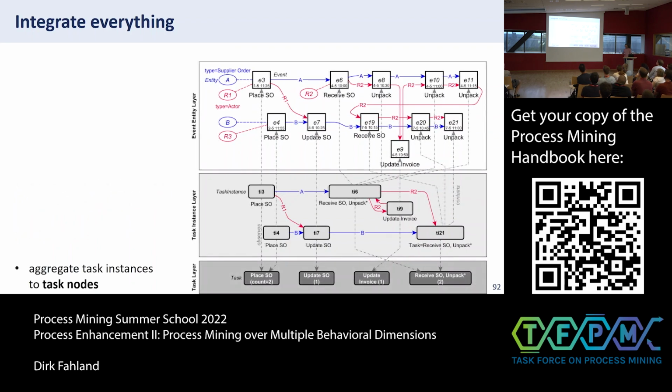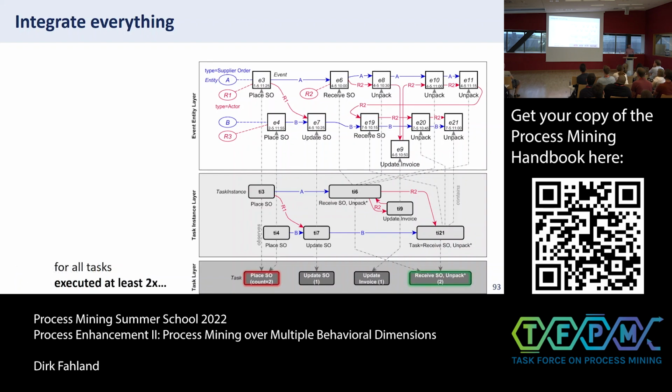But one other thing we can do, right? Of course, we can aggregate these task instances because they are just like high-level events that aggregate multiple lower-level events. And I can now aggregate them to task nodes. They're like class nodes for tasks, right? So TI21 and TI6, they're both receive supply order and then followed by unpack. So I can aggregate this, can check for the count. And then I can use this information, right? I'm building up this graph to filter and do other kinds of analysis.